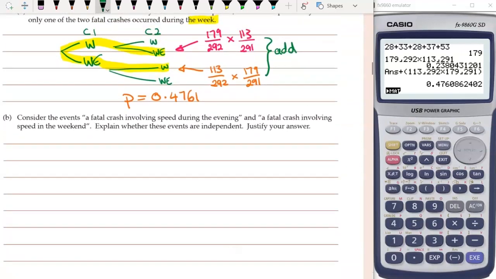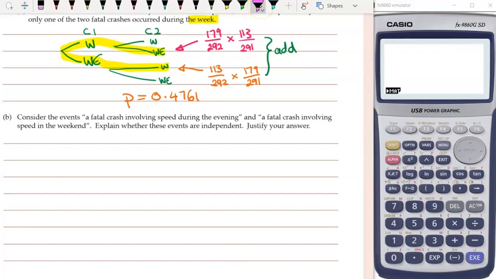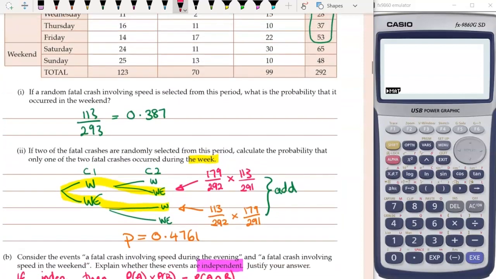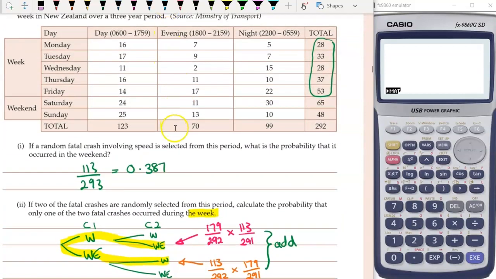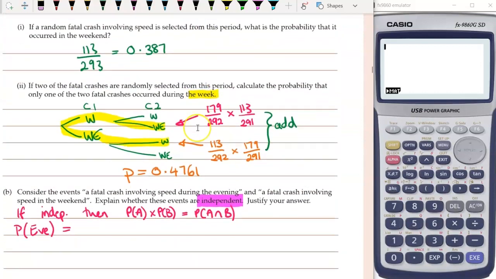Okay, for part B, we want to work out if these 2 things are independent. Now, if independent, then the probability of A times the probability of B is equal to the probability of A and B. So the probability of the first one, so that is evening, so the probability of a crash in the evening, let's go take a look at that. We have 70 as our total out of 292.